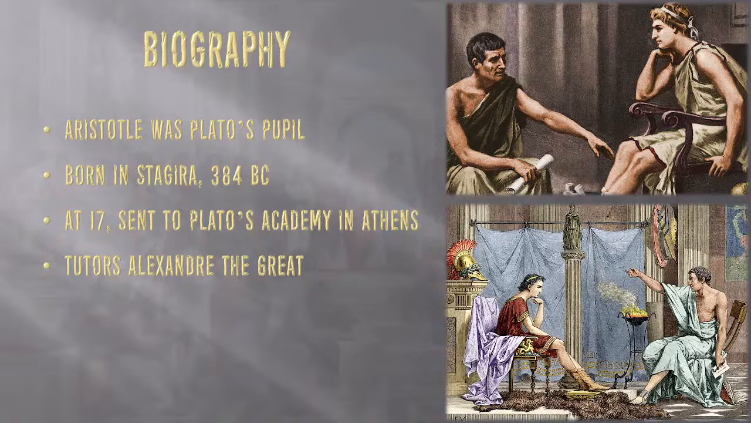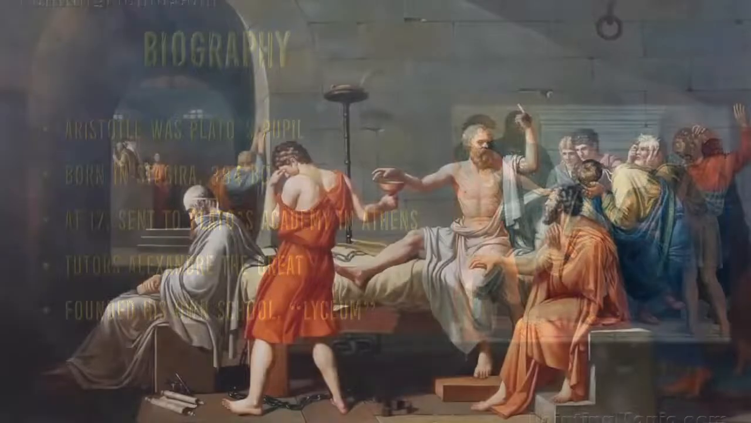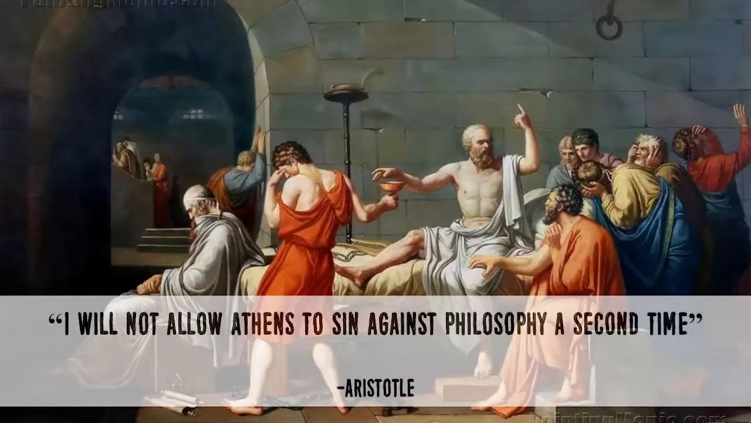Fast forward a few more decades, and Plato dies. Aristotle then returns to Athens, where he founded his own school at the Athenian Lyceum, which was the sort of local gymnasium. Now, when he was 62 years old, the Athenians charged Aristotle with the crime of impiety, just as they had charged Socrates 80 years earlier. Yet, unlike his intellectual grandfather, Socrates, who stood trial and was executed by the state, Aristotle fled Athens, saying, "I will not allow Athens to sin against philosophy a second time."